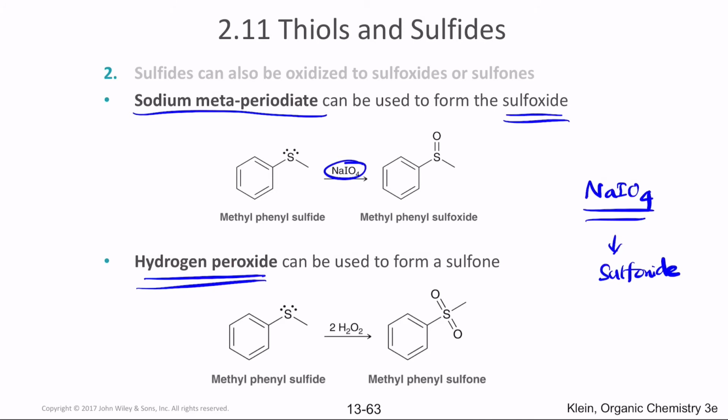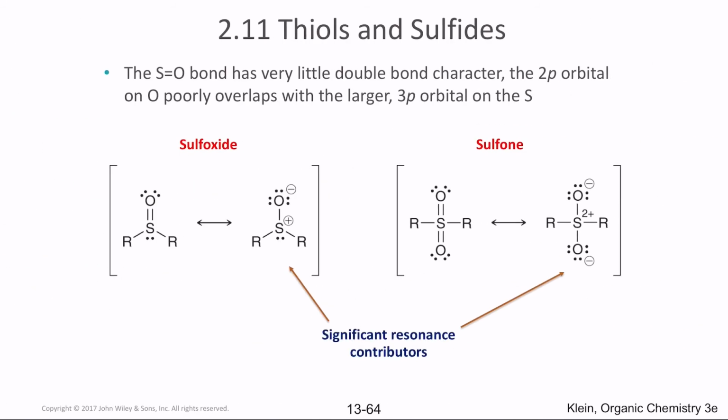Why is that the case? It is because the mechanism allows addition of oxygens much more readily using hydrogen peroxide than using sodium metaperiodate. So this compound adds two oxygens on the sulfur. So this is the common mechanism here.